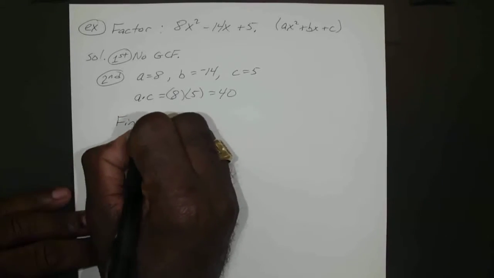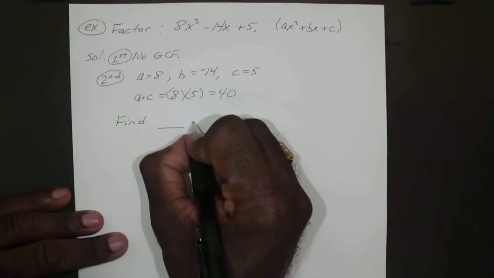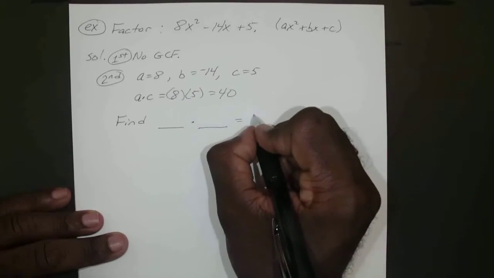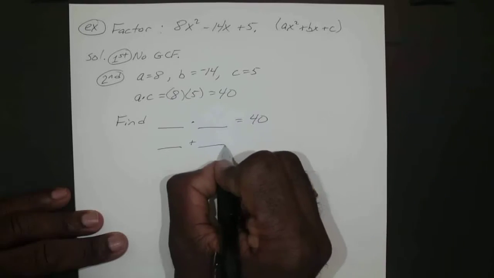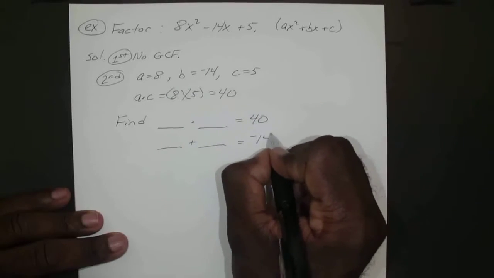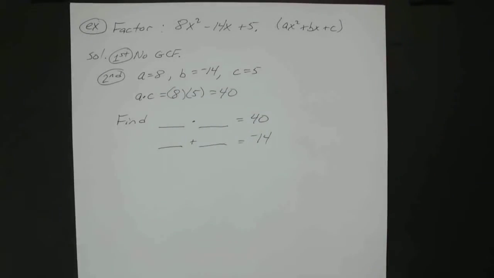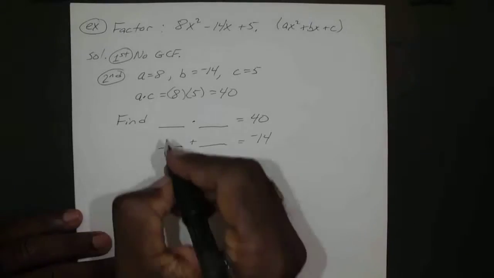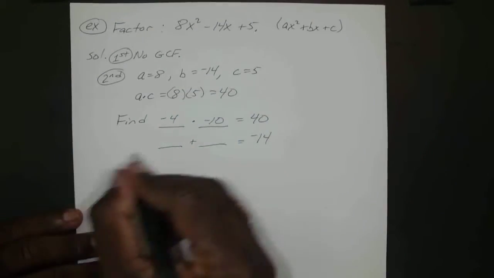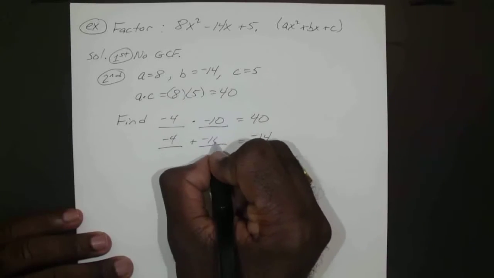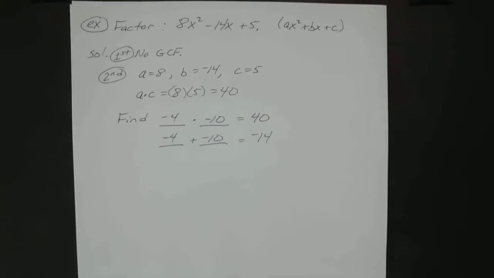So 2 numbers that multiply to equal 40, and those same 2 numbers add to equal negative 14. Any ideas? Negative 4, negative 10. Yep, negative 4, negative 10. Okay, now we have our 2 numbers.